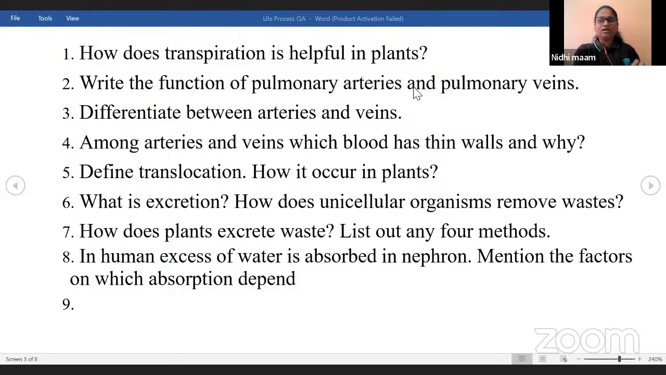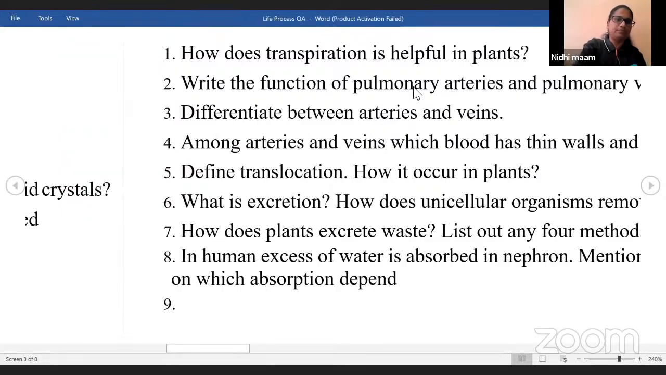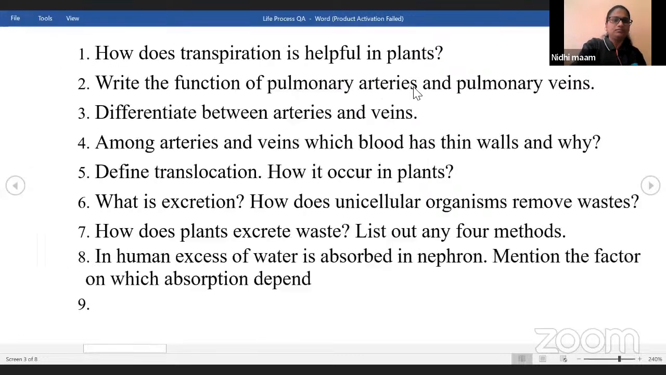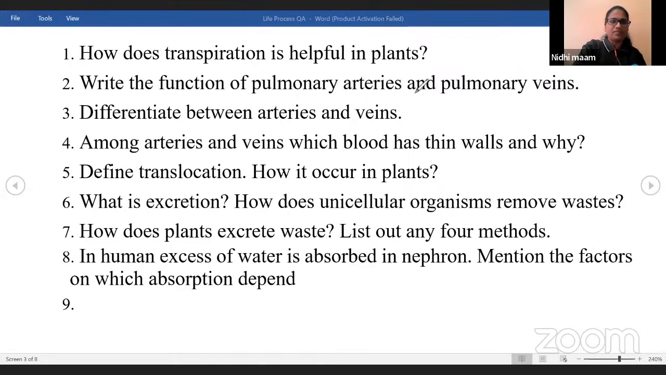Second question, write the function of pulmonary arteries and pulmonary veins. What is the function of the pulmonary artery? What is the function of the pulmonary vein? Be fast, very important question even for CBSE as well as board. Write the function of pulmonary arteries and pulmonary veins.